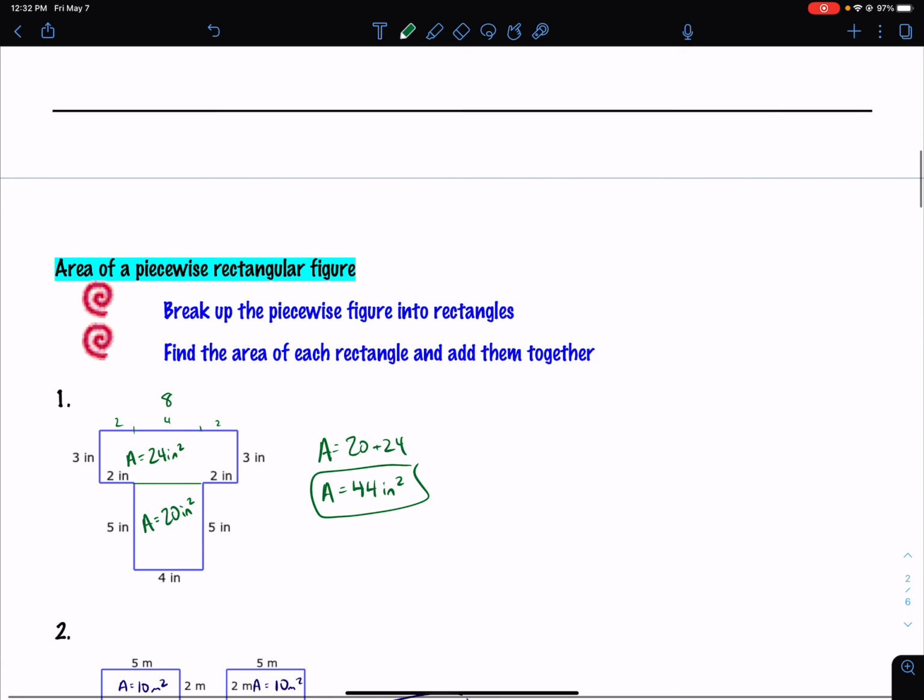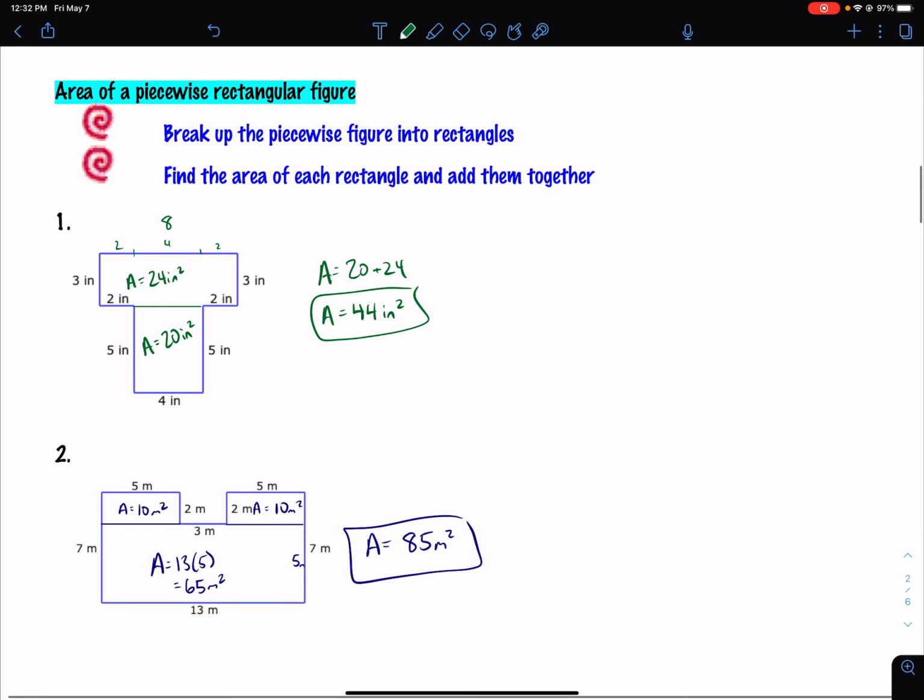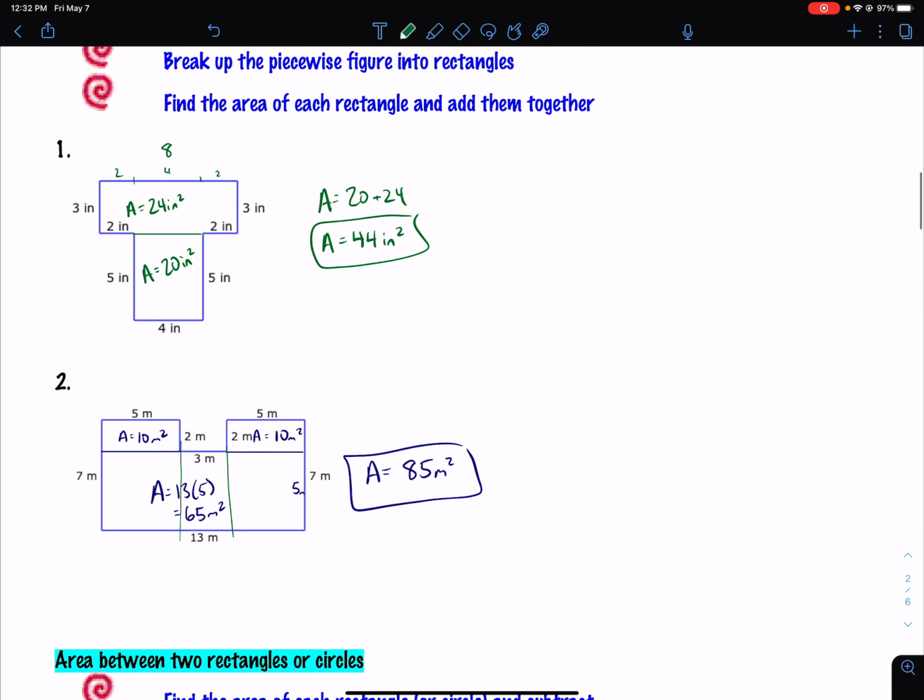All right, you can try the next one. See how you do. Do the same thing. And if you do it right, you should have gotten an area of 85. Note that you can break up the rectangles however you want. So for this one, you could have made like 3 vertical ones, and that would have been fine. But whatever you do, you just break it up, and then you add them all together at the end.